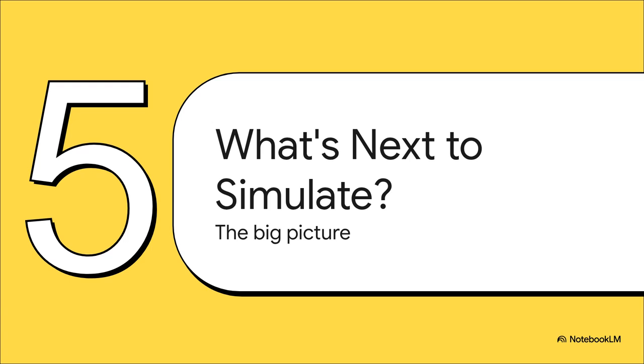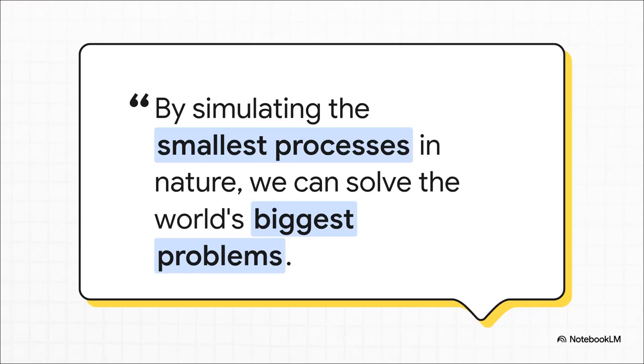So, for our last section, let's zoom out and think about the big picture here. Think about what we just saw. We modeled one single biological process, aging, and it suddenly has this huge ripple effect on a global problem like food security. And that is the real power of digital biology, breaking down these immense complex systems into code that we can actually manage and predict.